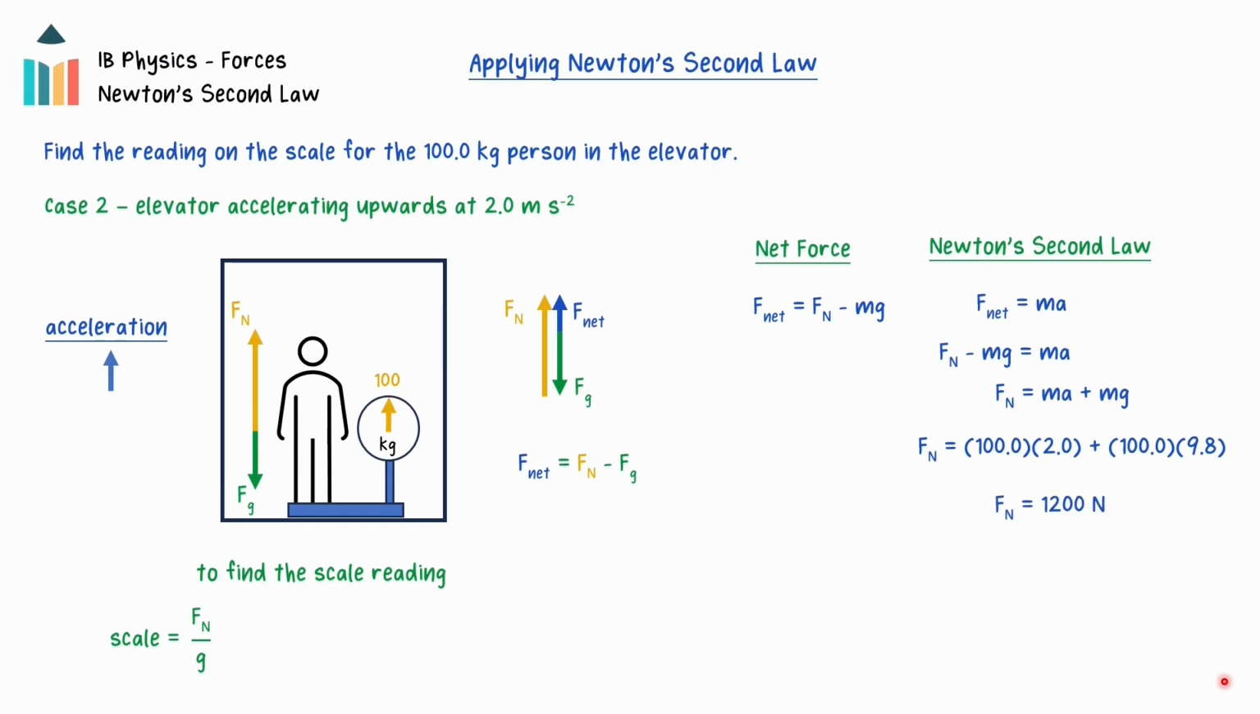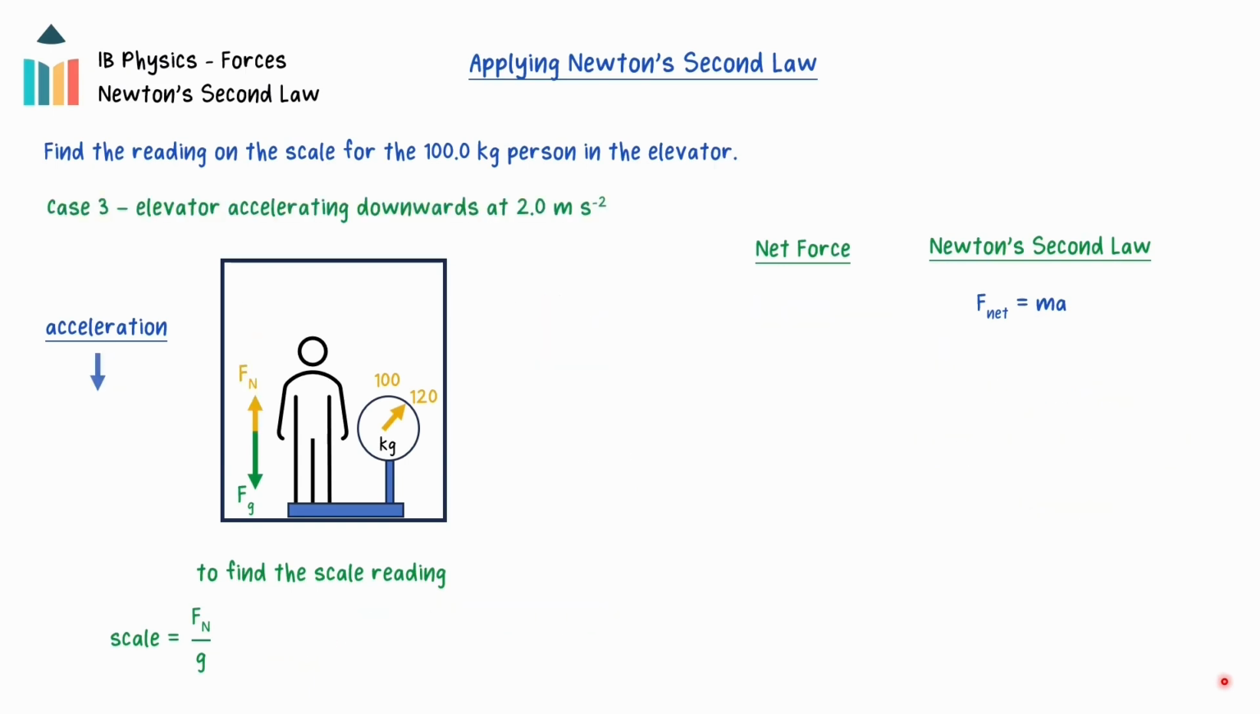The normal force is increased and is not only supporting the person against gravity, but also providing additional force to accelerate the person upwards. The scale will convert this normal force by dividing it by the gravitational field strength and will read a new mass of 120 kilograms. Note that the mass of the person is still 100 kilograms. The scale gives a false reading of mass. In this case, the acceleration is upwards. This could mean that either the elevator is moving upwards and speeding up, or moving downwards and slowing down.